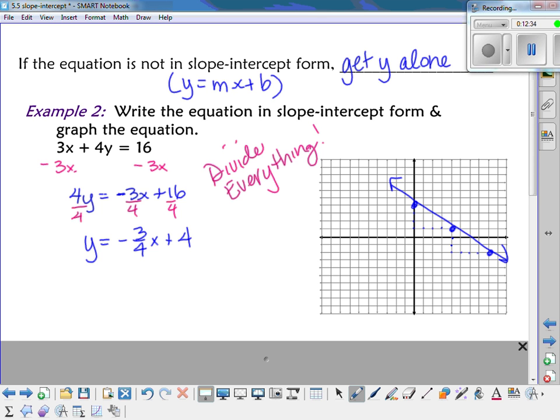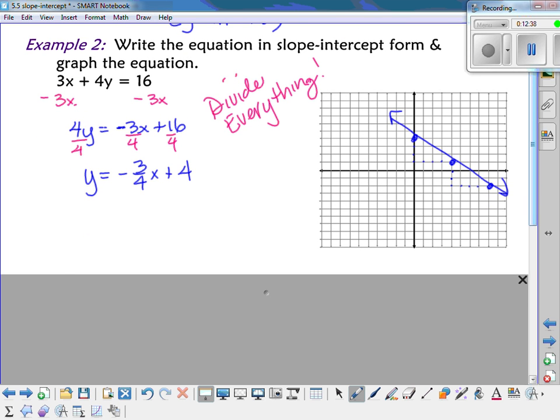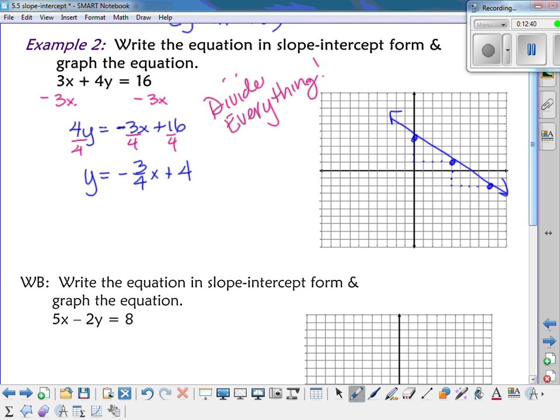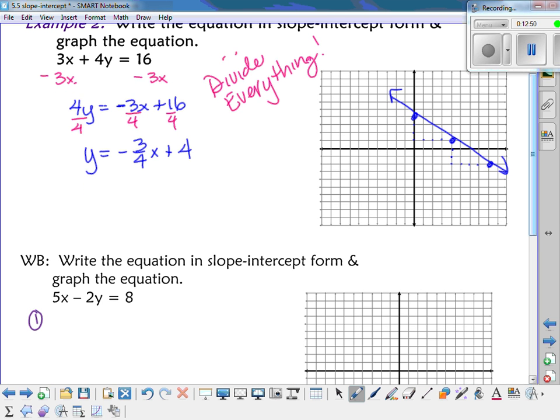Okay, so I have one for you guys to do on your whiteboards. Your equation is 5x - 2y = 8. So write the equation in slope-intercept form. That's the first thing I want you guys to do, is show me what you get when you do the y = mx + b. Show that to me, and then after I've told you you have it right, go ahead and graph it.